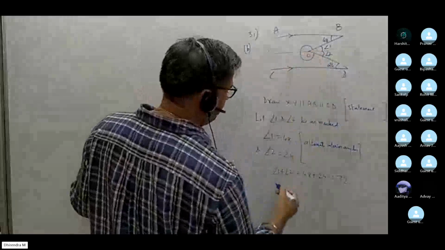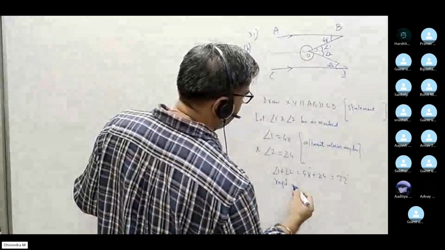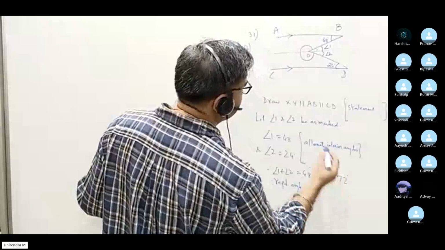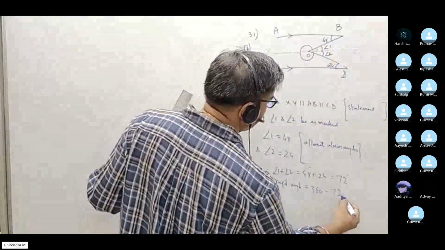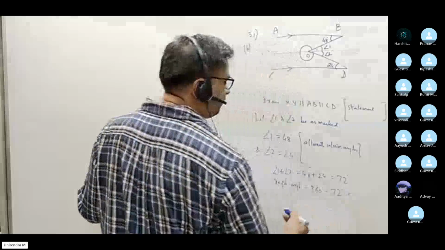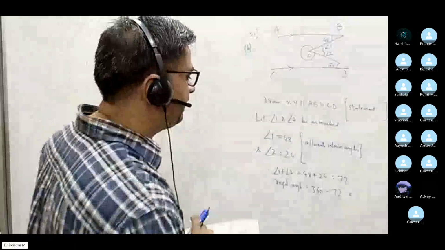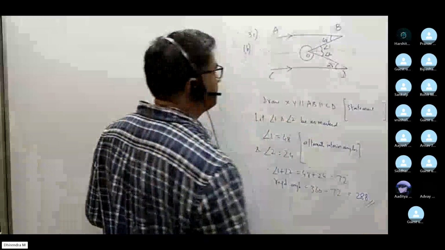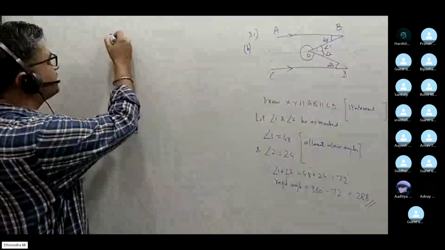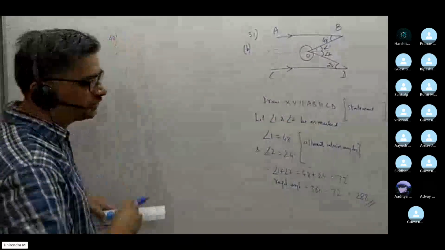Now, therefore, this angle, the required angle, that's the reflex of this, right? So it is 360 degree minus 72, and that will come to how much? 288. 288 degree will be the answer. Convinced? Question number 31. We'll next solve number 40.